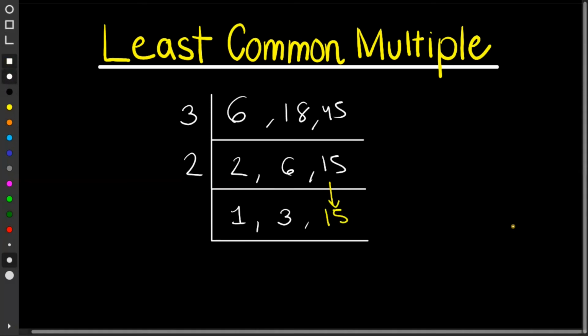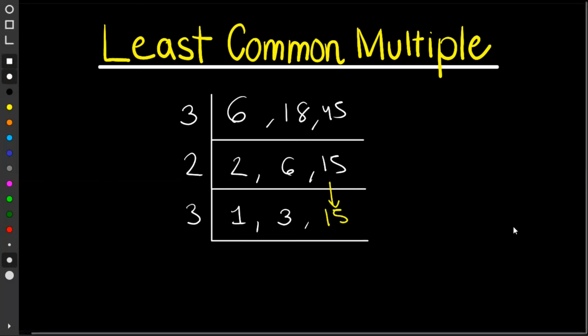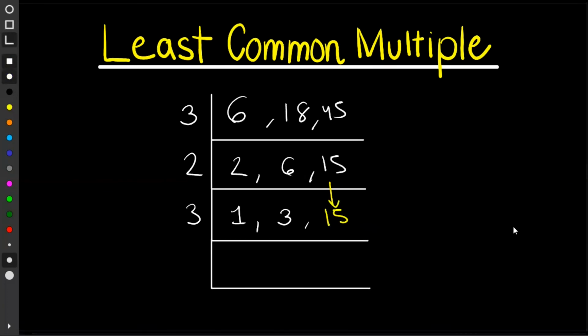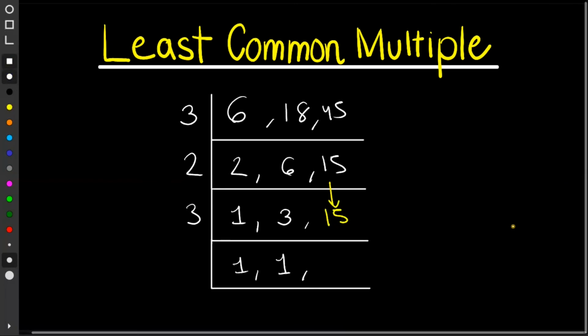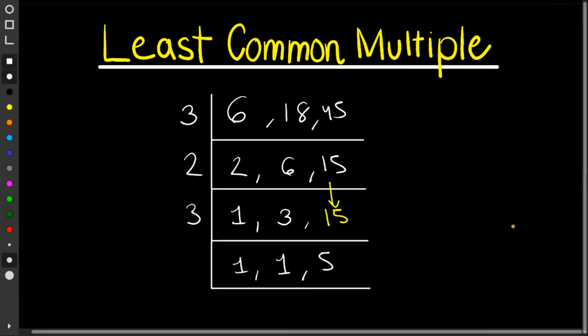Now next is, for this one, since 1 and 3 don't have any common factors, but 3 and 15 have a common factor, we do that process again. We write 3 out here, and we arrive to 1, 1, and 5. Now, this is already the bottom, since if we try to compare even by 2's, their common factor will only be 1. So that is the end for this.